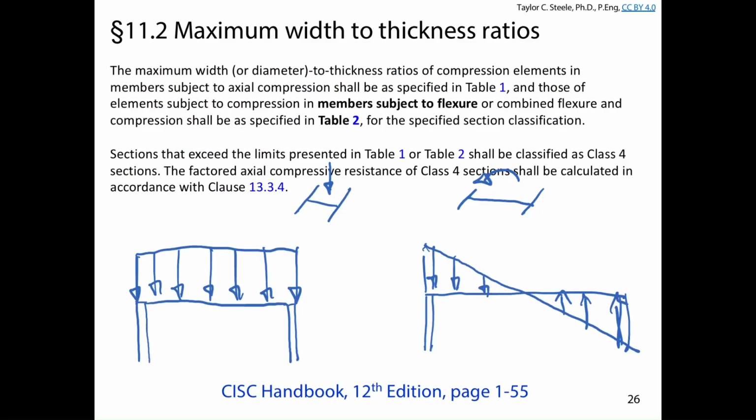If we look at the difference in the stress distributions in the flange, is the stress distribution significantly different in the flange when the section's under uniform compression compared to the stress distribution in the flange when it's under flexural stress? Is there a significant difference in the stress in the flange between those loads?